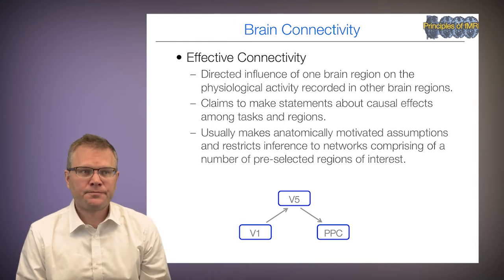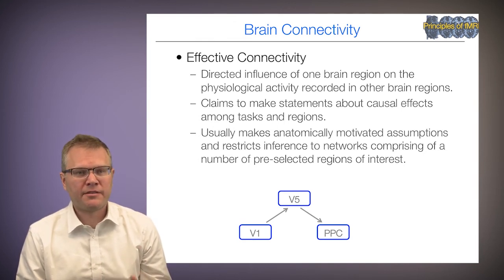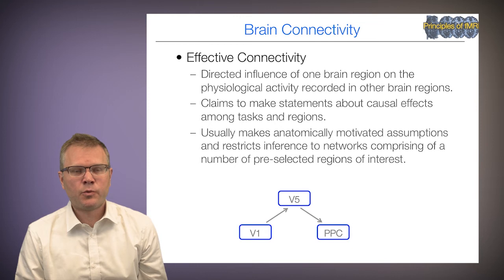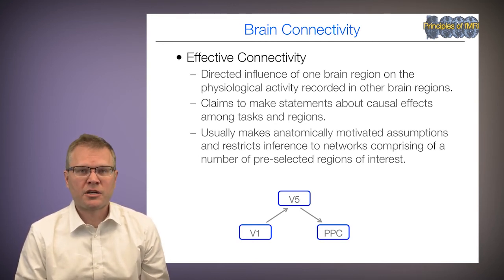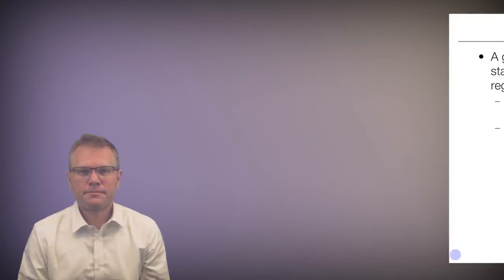Here's an example of a result in effective connectivity. Here we might say that activation in V1 leads to activation in V5, which leads to activation in PPC. So notice here that we're making directional assumptions because we're talking about the directed influence of one brain region on the physiological activity in other brain regions. Methods for assessing effective connectivity include structural equation modeling, Granger causality, dynamic causal modeling, and Bayes nets. And so we'll touch upon all of these methods in later classes.